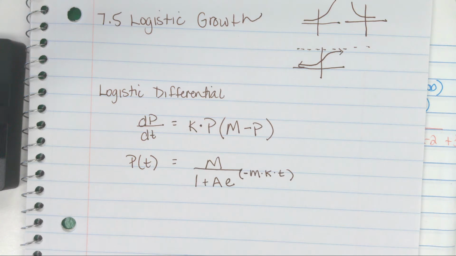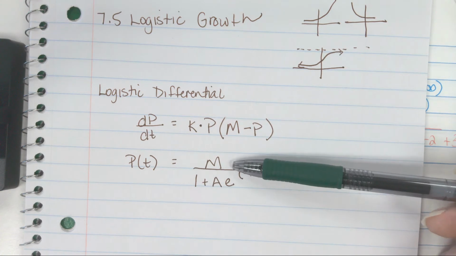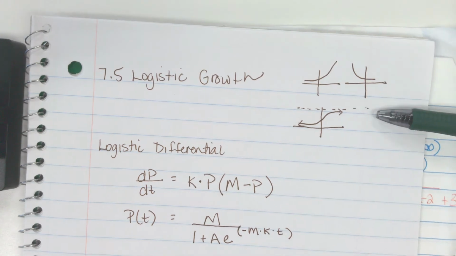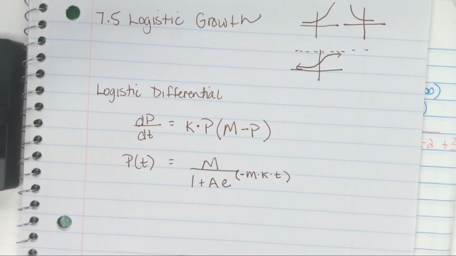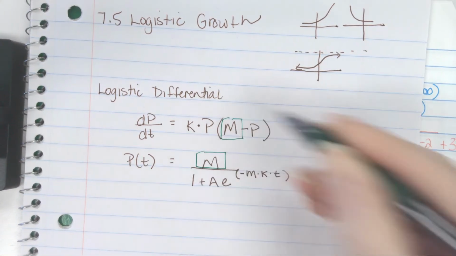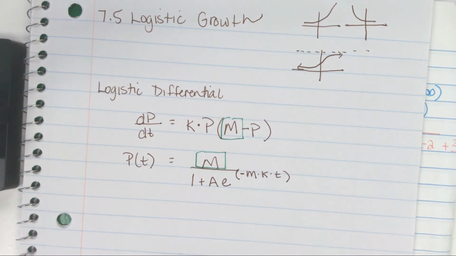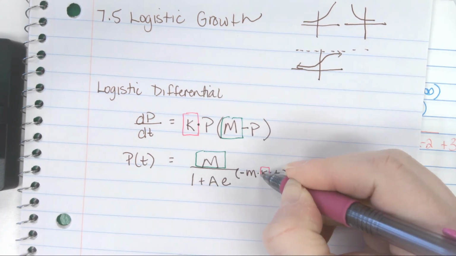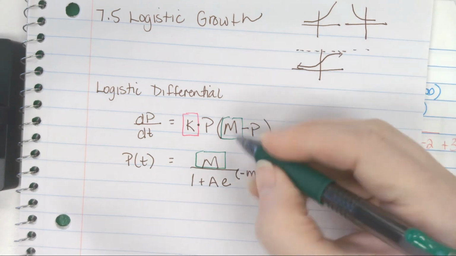Do you remember when we did logistic equations before, it was a while ago, what this top number was? That was the maximum carrying capacity, and so that's that horizontal asymptote. I also want to point out where the k shows up. We have k right here, and the M goes here and here.